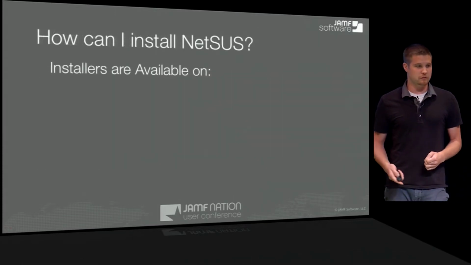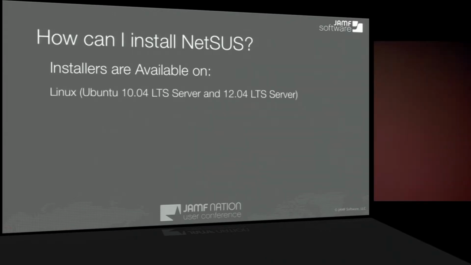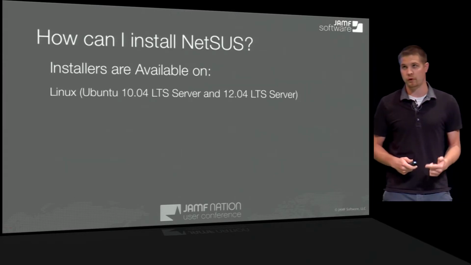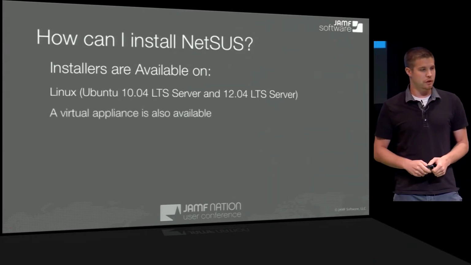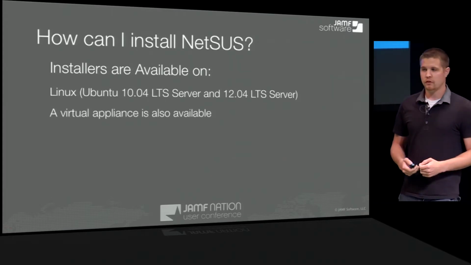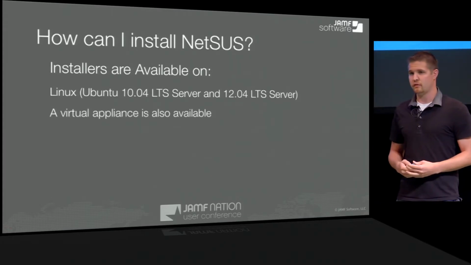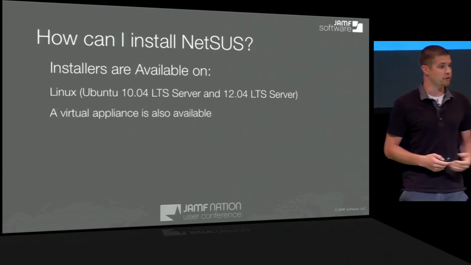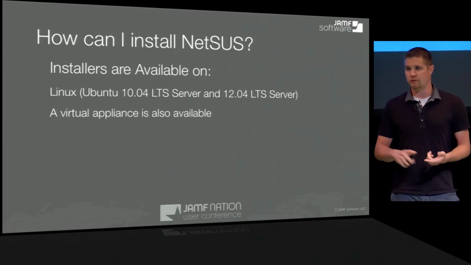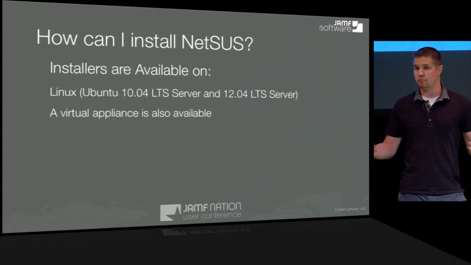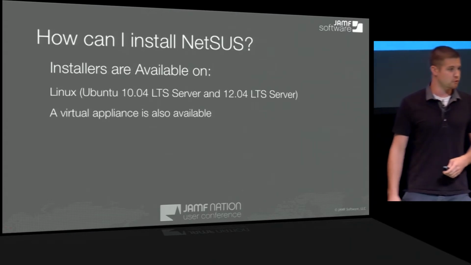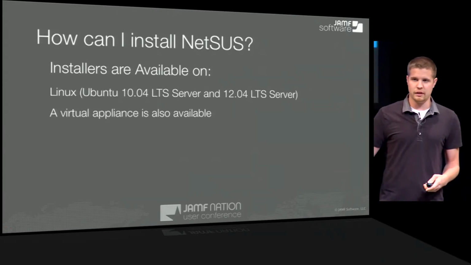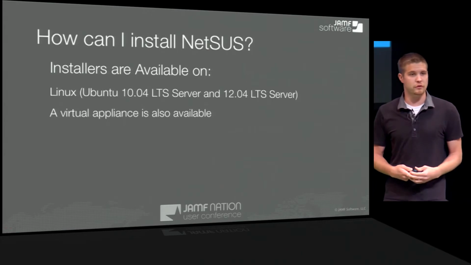So how can I install NetSUS? Well, currently, the installers are available on Ubuntu 10.04 and 12.04, client and server, and a virtual appliance is also available. So currently, we use a virtual appliance because we didn't want to deploy any existing hardware and we didn't have any virtual machines spun up yet or the ability to put anything on any virtual machines. So you can use something like VirtualBox or any other free or paid virtual software to put this OVA file in. Make sure you get a good enough hard drive size since it's going to need to download all these software updates and potentially host your Netboot images.